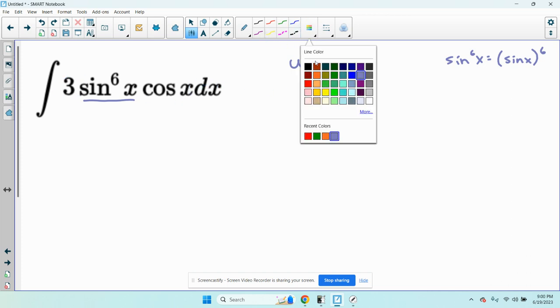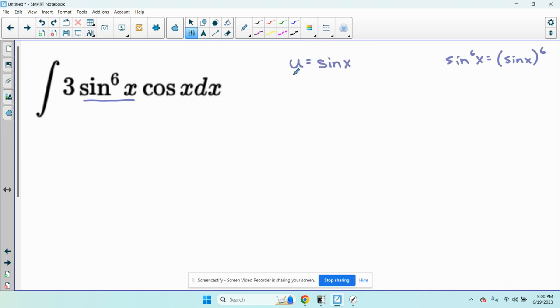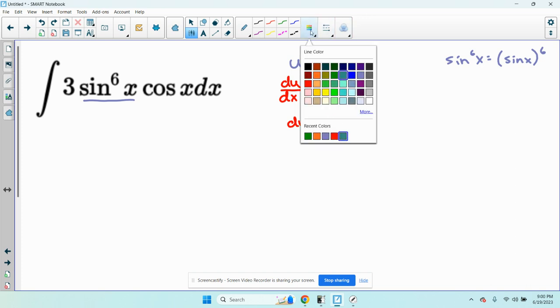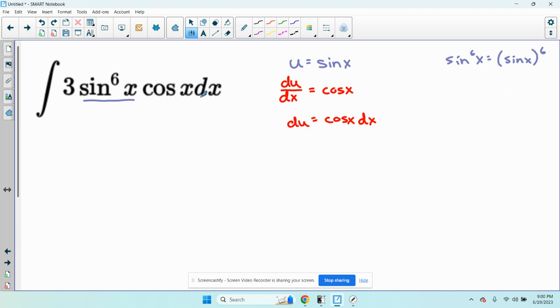So if I differentiate both sides of this relationship with respect to x, du dx equals the derivative of sine, which is cosine. And then the very next step, I often skip this step when I do this, but I just multiply both sides by dx. So I always just jump to this part. Du equals cosine of x dx. So now I can replace cosine of x dx, this whole thing, with just du.